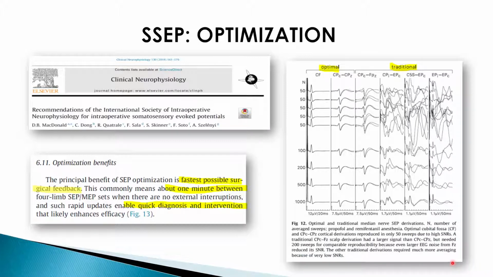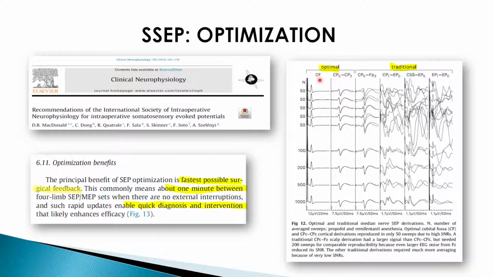This article in Clinical Neurophysiology by Dr. MacDonald and group talks about turnaround time of our data, stating the fastest possible surgical feedback, or about 1 minute between each trial, enables quick diagnosis and intervention. They define optimal derivations, enabling us to have a faster turnaround of our data as opposed to the traditional derivations.